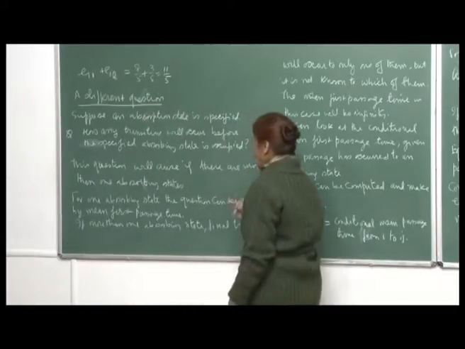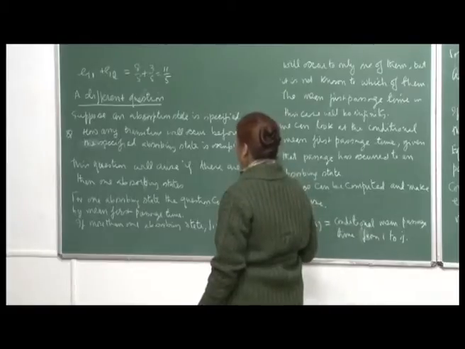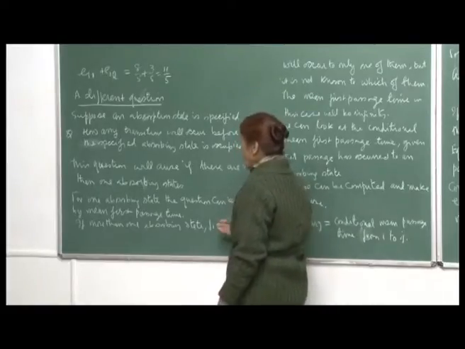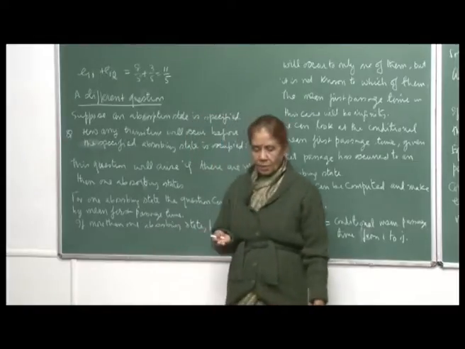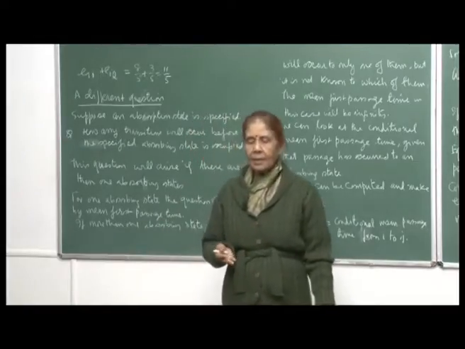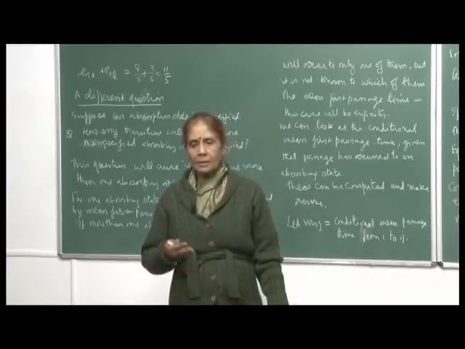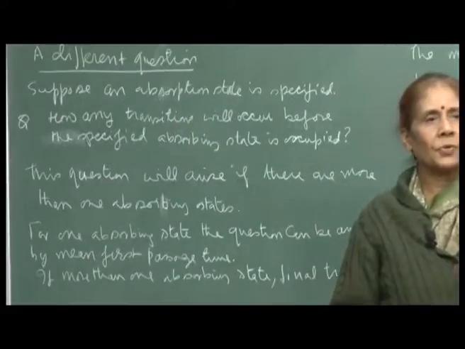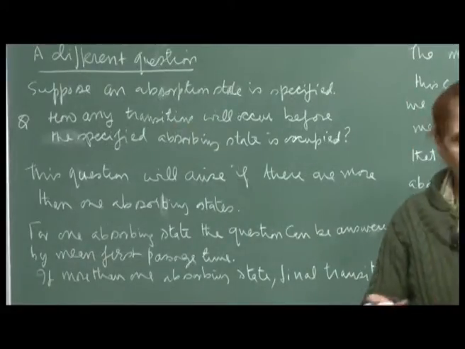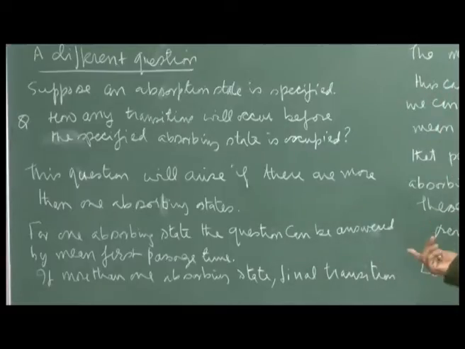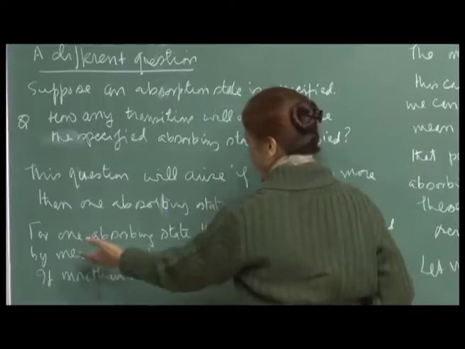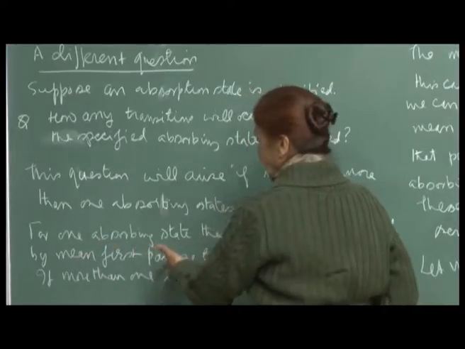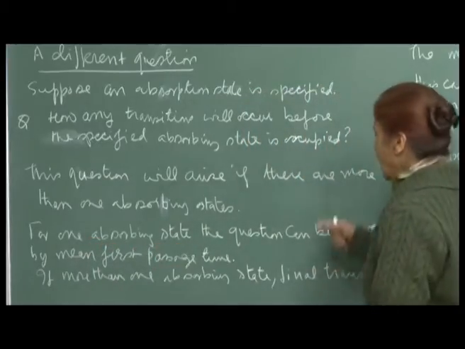If there is only one absorbing state, the question can be answered by the mean first passage time. You will ask the question: starting in transient state i, how many transitions on average before you reach the state j, where j may be any state. If there is only one absorbing state, you can find the mean first passage time f_ij, and that will be the answer to your question.